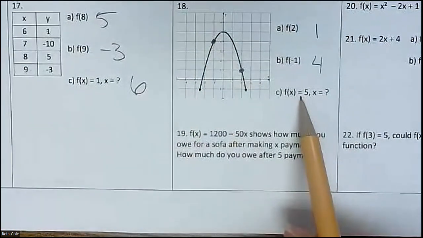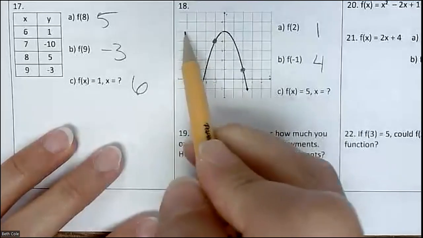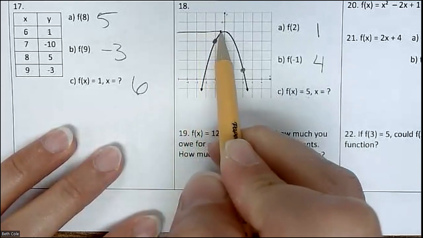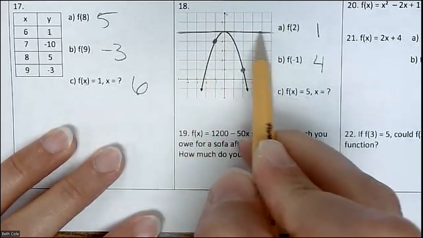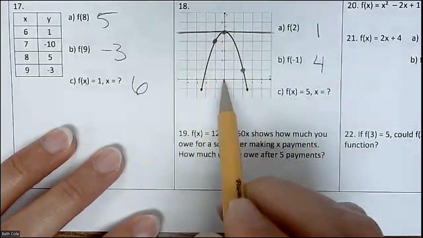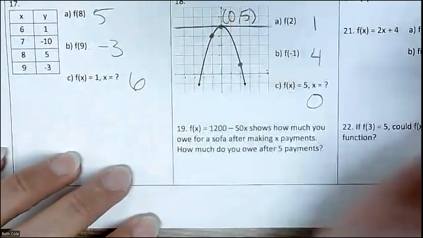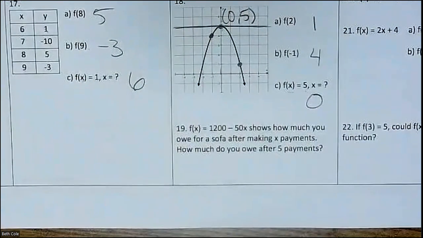And then this one's backwards. If your y value is 5, what is x? Maybe draw in a y line at 5. Do you see that there? Where is that hitting the graph? What's the x number for that? Yeah, good. 0. It's the point 0, 5 is what you're looking for then.